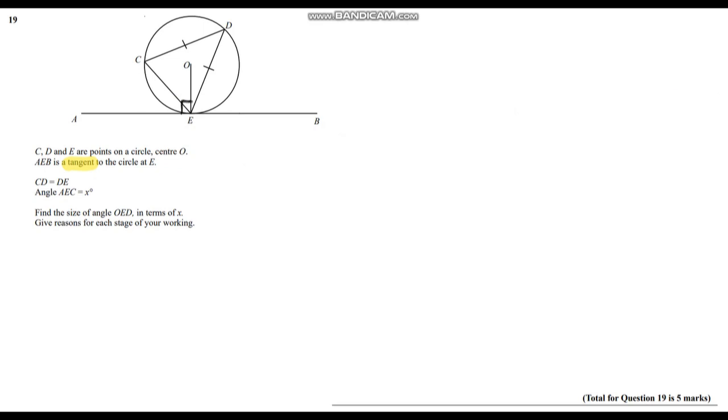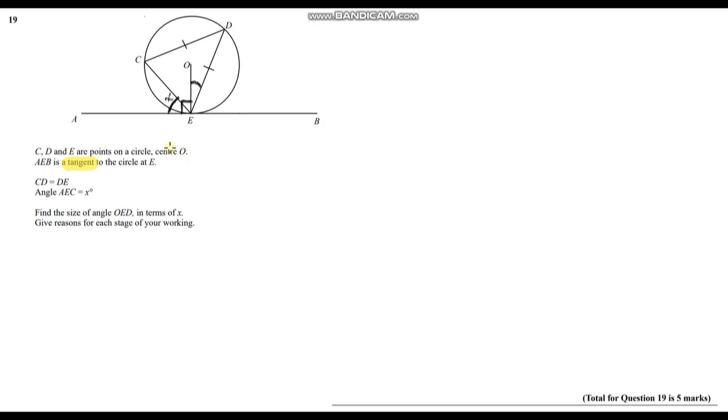Okay, let's carry on. So CD equals DE. So this length here is the same as this length, which means that this is an isosceles triangle. And angle AEC is equal to X. So this angle is equal to X. Find the size of angle OED, so we want to work out what this angle is in terms of X. Give reasons for each stage of your working.